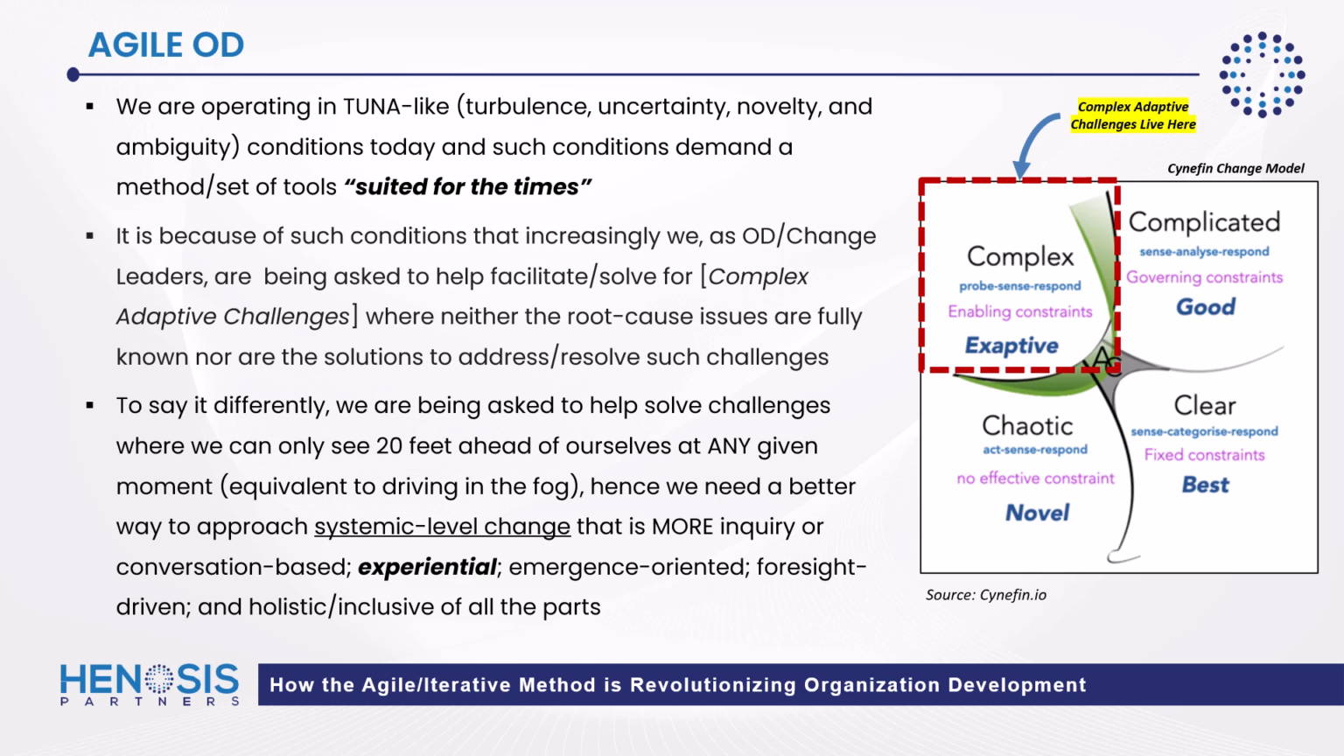This is what I mean when I say that we can only see 20 feet ahead of ourselves at any given moment. And so it's for all of these reasons that we need to leverage a method like the Agile Iterative Method to help support experiential work, to help support solving complex adaptive challenges.